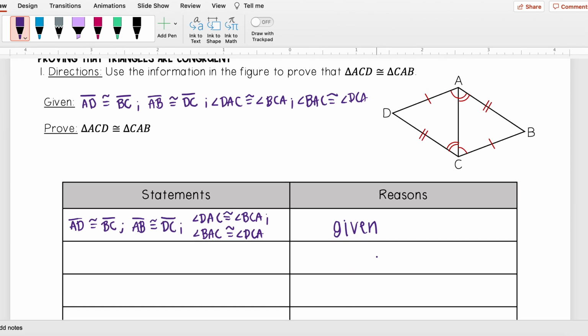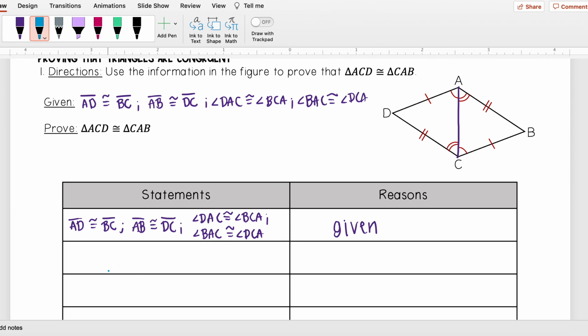So I'm given a lot of information here. I already have two pairs of congruent sides, and I have two pairs of congruent angles. Now I just need to show that that third side is congruent and that third angle. Well, I see that this third side is actually a shared side. It's AC for both of them.